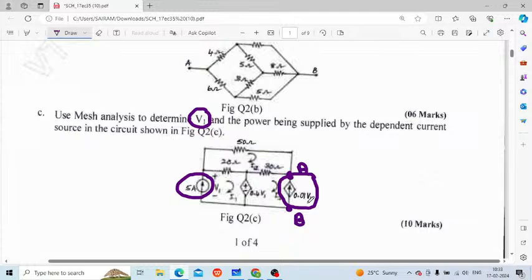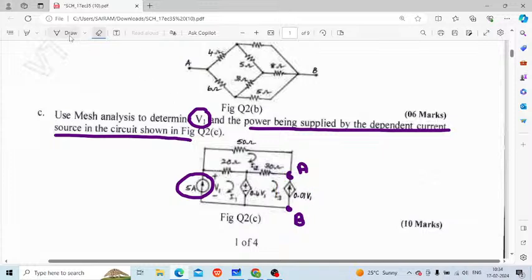That means you have to open circuit the current dependent voltage source. Why we have to do that? Because here you can see the question, you have to not only find the voltage V1, you have to find the power being supplied by the dependent source in the circuit. So the dependent source in the circuit is this one. This is the dependent current source, right? You have to find the power that is being supplied by the dependent current source.